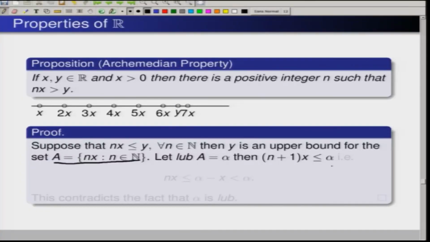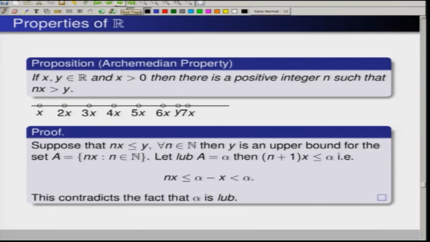Then the least upper bound is definitely an upper bound, which is going to be greater than or equal to any member of this set A. Therefore, (n plus 1) x is less than or equal to alpha for all n, because n plus 1 is again in N, therefore it is in the set A. That is, n x plus x is less than or equal to alpha, therefore n x is less than or equal to alpha minus x. But x is a positive number, therefore alpha minus x is less than alpha.